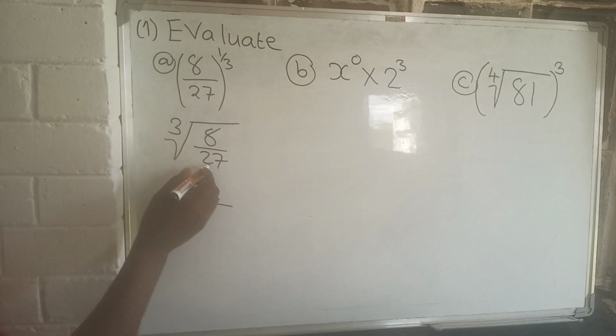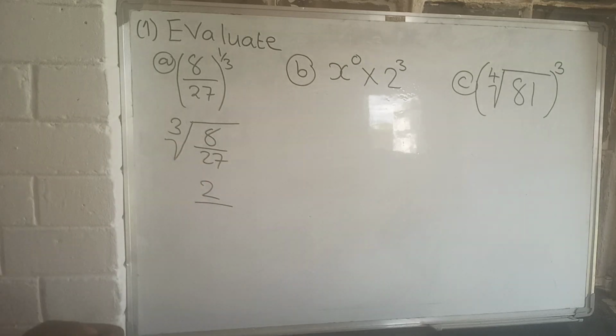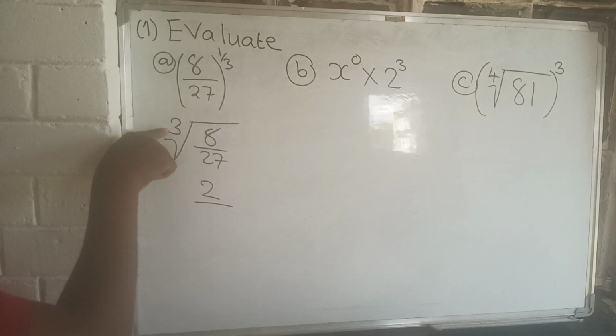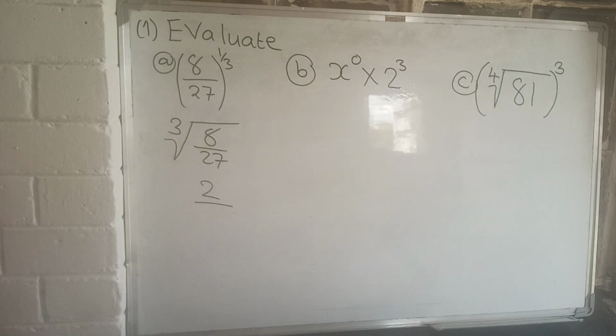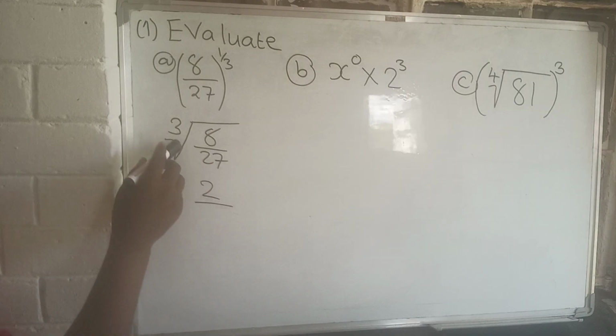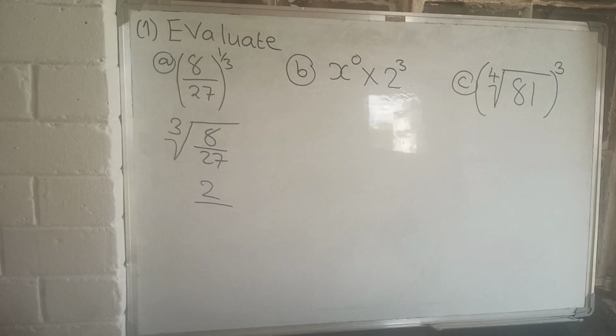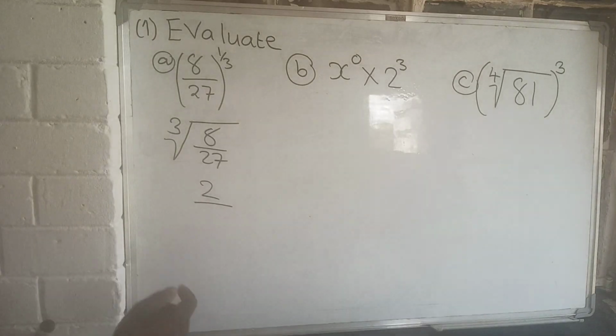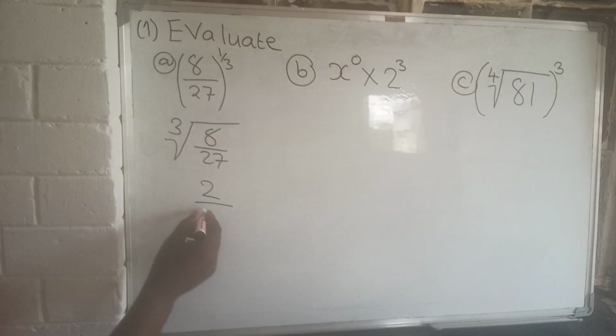Next, you come down. You look for a number. When you multiply it 3 times, you should get 27. That number is 3. If you multiply 3 three times, you get 27. So this is the answer for this one.